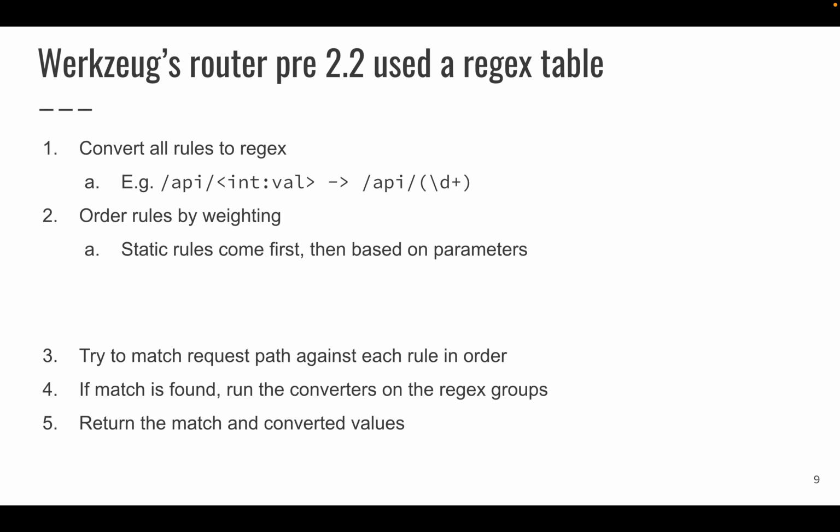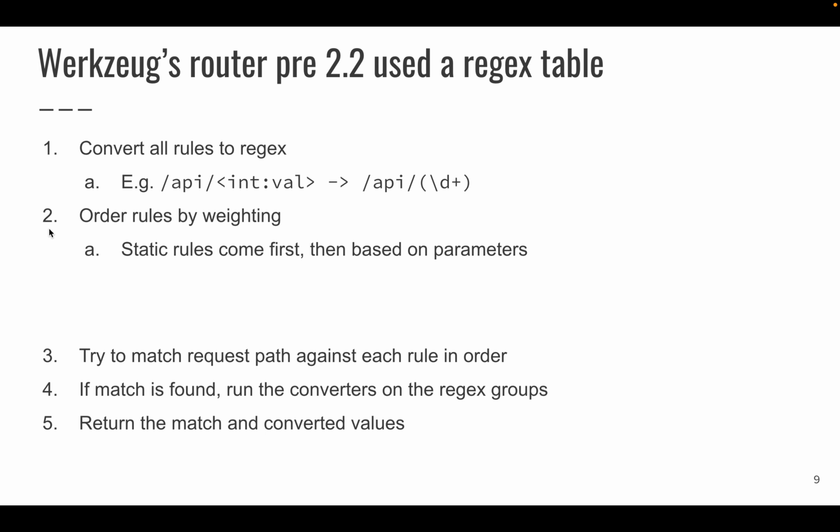Okay, so I'm going to start by explaining how it used to work, and I'll go through some examples, and then I'll show you how it works now and try and argue why it's quicker, and show you a bit of benchmarking. So Werkzeug's router, pre-version 2.2, so pre this summer, this year, used what I'm going to call a regex table. And the way it works is in two parts.